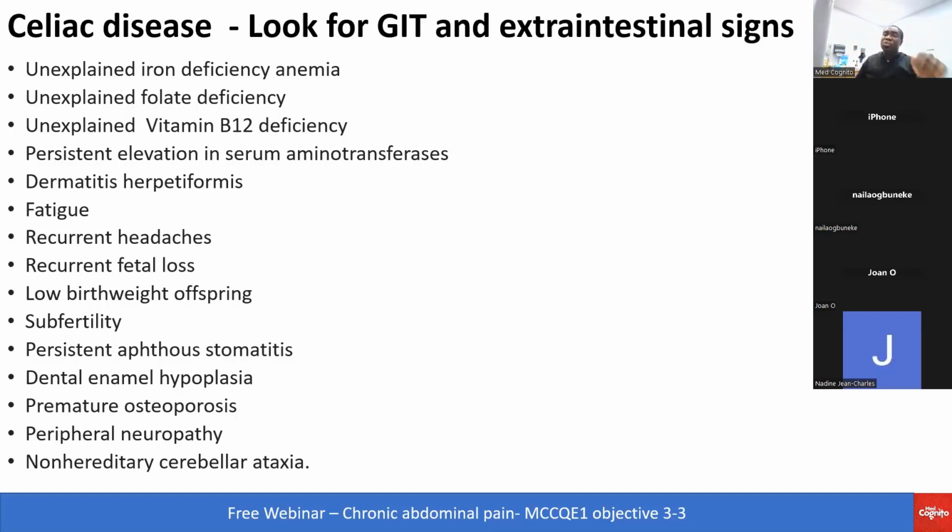Premature osteoporosis. Usually we expect patients who are older to have osteoporosis, but assuming I get a 32-year-old female with osteoporosis, my goodness, what is going on here? Celiac disease should be one of my differentials. A 32-year-old female with tingling and numbness in the hands, folate deficiency, and unexplained iron deficiency anemia. Celiac disease should be one of my differentials. A 32-year-old female with non-hereditary cerebellar ataxia. One of my top differentials should be celiac disease.